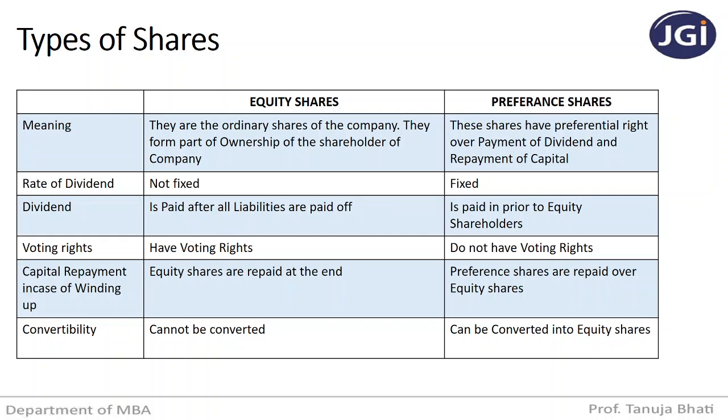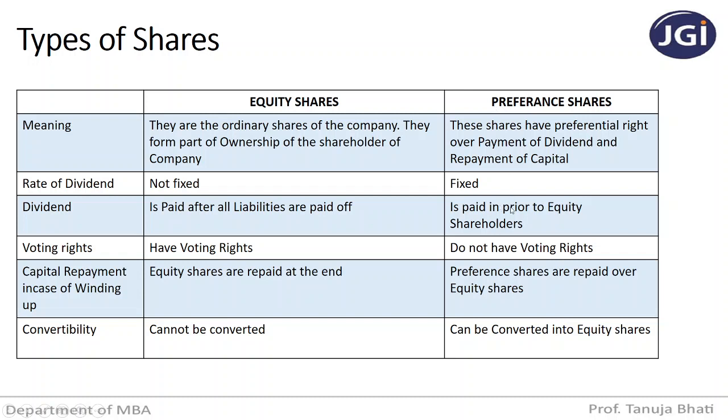Once the outside persons' liability has been cleared, once the debenture holders' liability is cleared, and once the dividend is paid to the preference shareholders, the remaining profit is then given to the equity shareholders in the form of dividend. So the equity shareholders are the last persons to get the dividend after all the liabilities are paid off. Now, in case of preference shares, dividend is paid prior to equity shareholders. So before equity shareholders are paid, preference shareholders are paid the dividend.